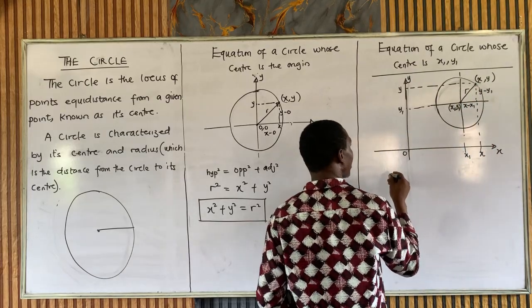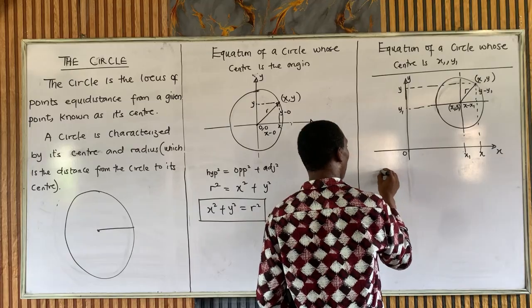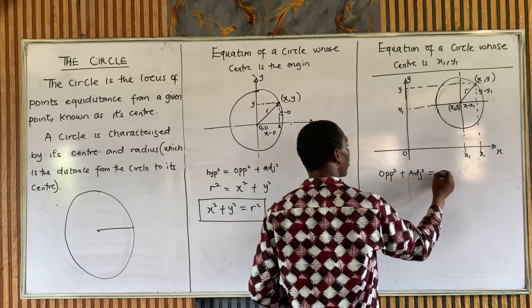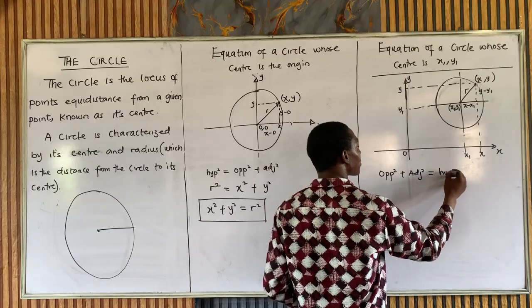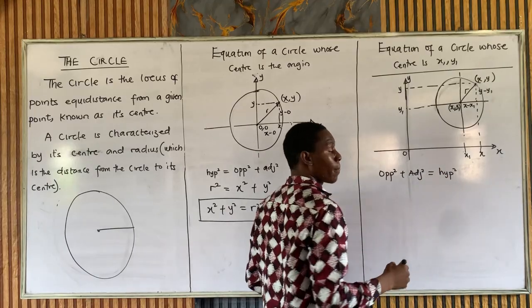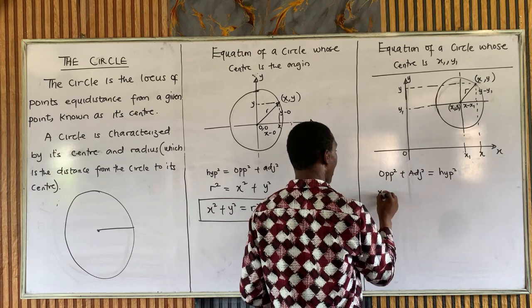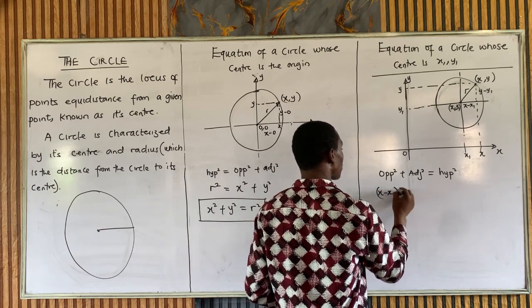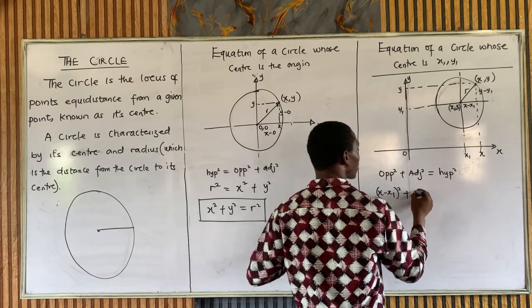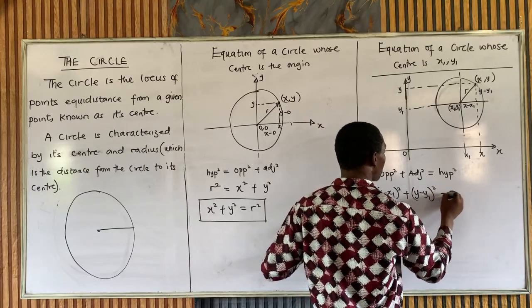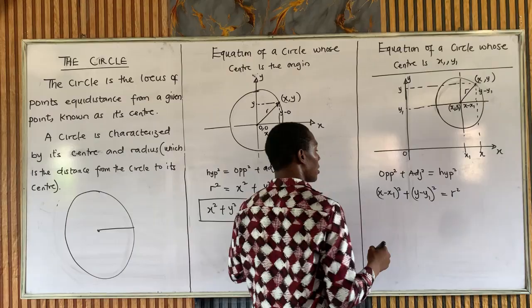We can as well say that opposite square, that's Pythagoras theorem, plus adjacent square is equal to hypotenuse square. And so our opposite square can be x minus x1 all squared plus adjacent square, y minus y1 all squared, is equal to the radius r squared. Now this can give us this.